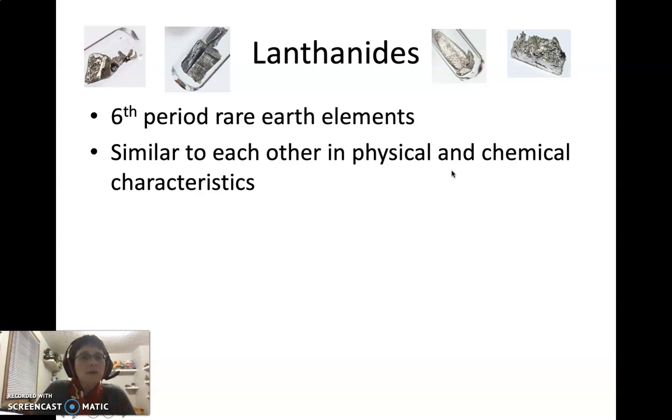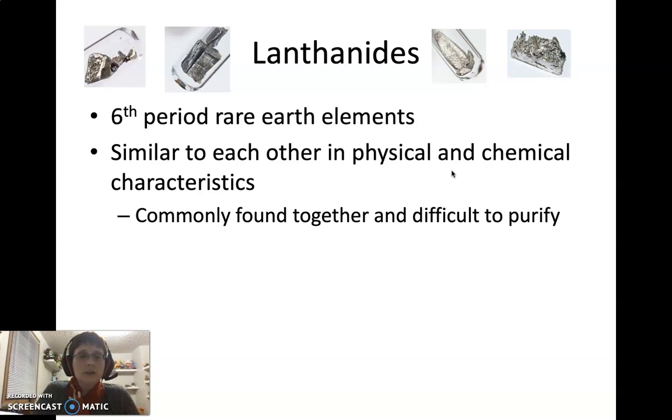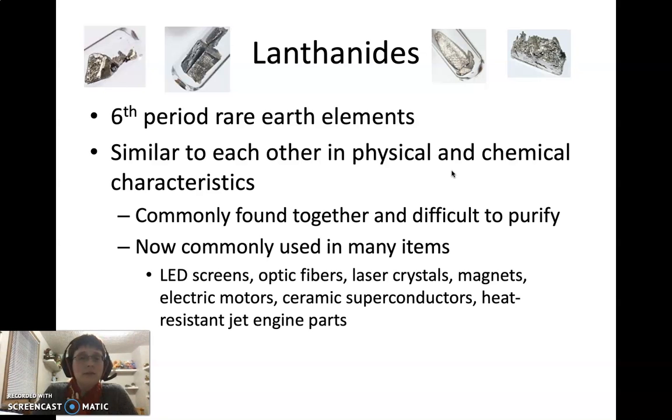In fact, their chemical characteristics are even very similar to each other, which is why they act the same when they are in any sort of mineral situation. They are usually found together and can be very difficult to purify, which makes them fairly expensive because of the time and effort it takes to get them out. Even though they're not rare, it's just the process that it takes to get them that makes them expensive.